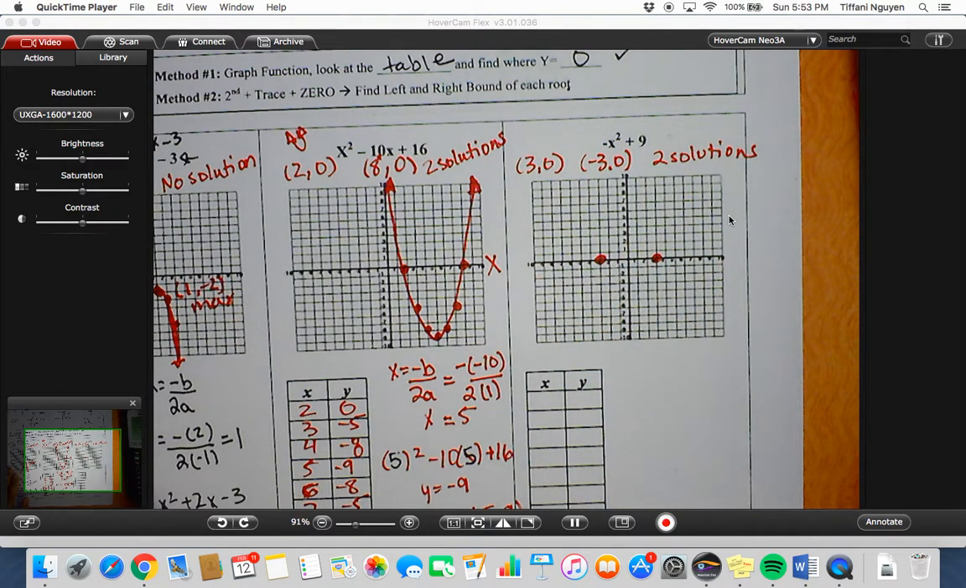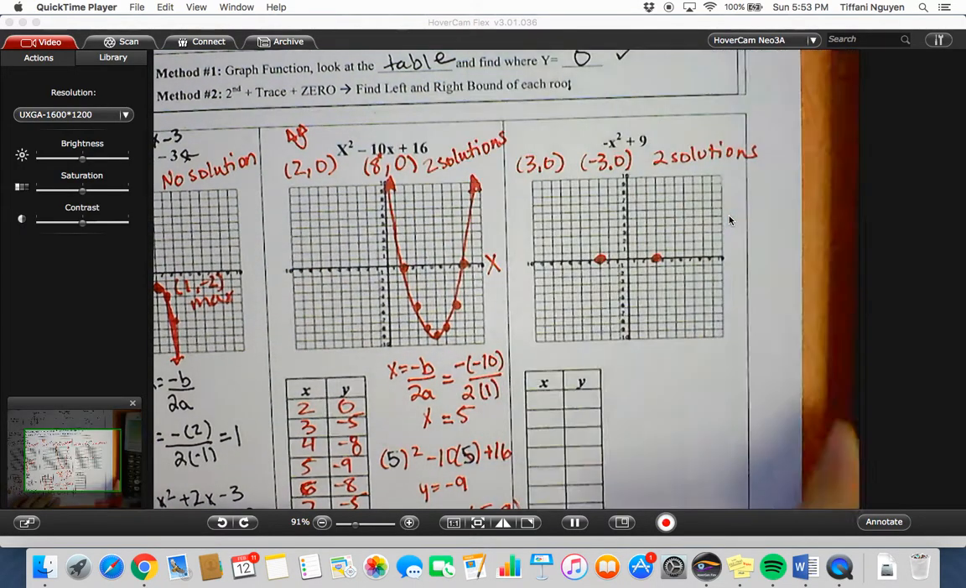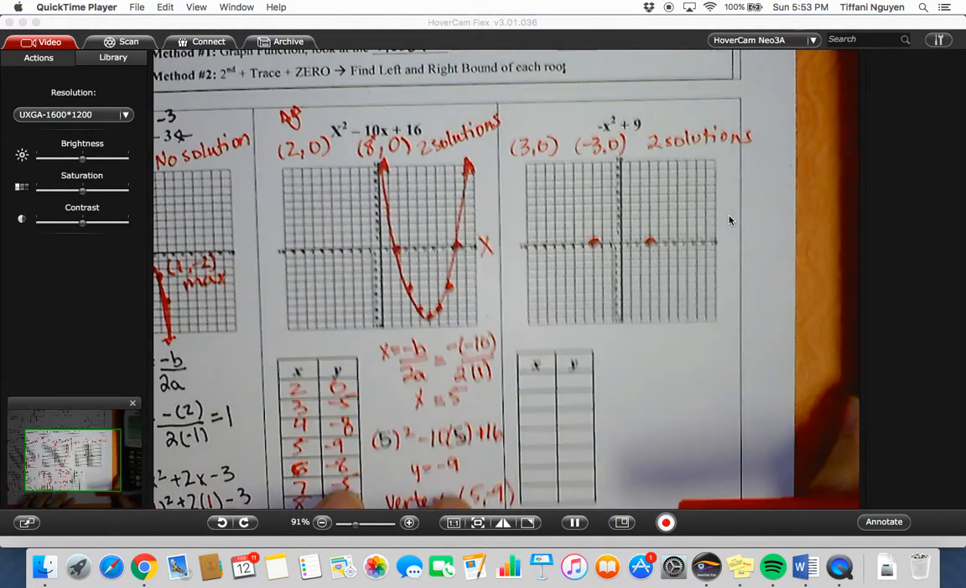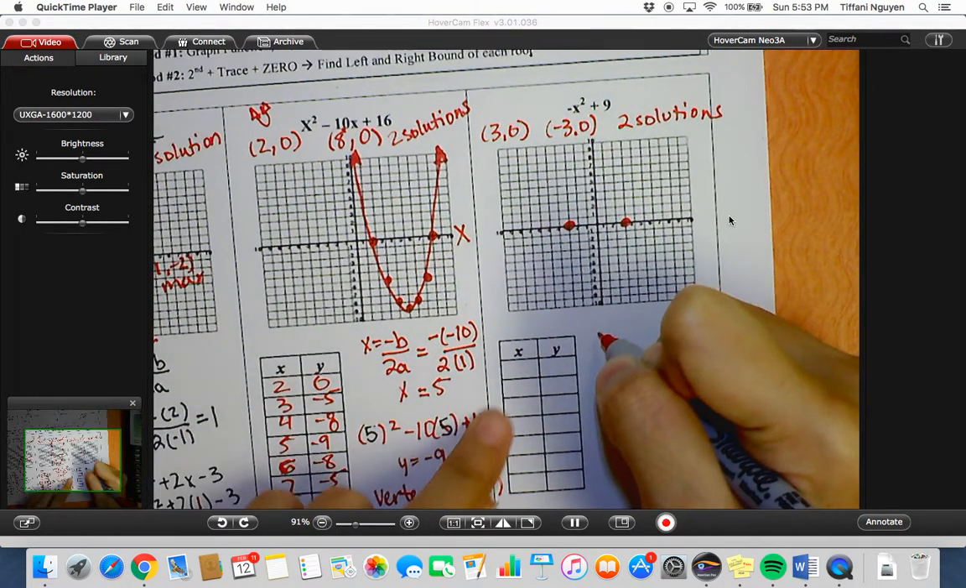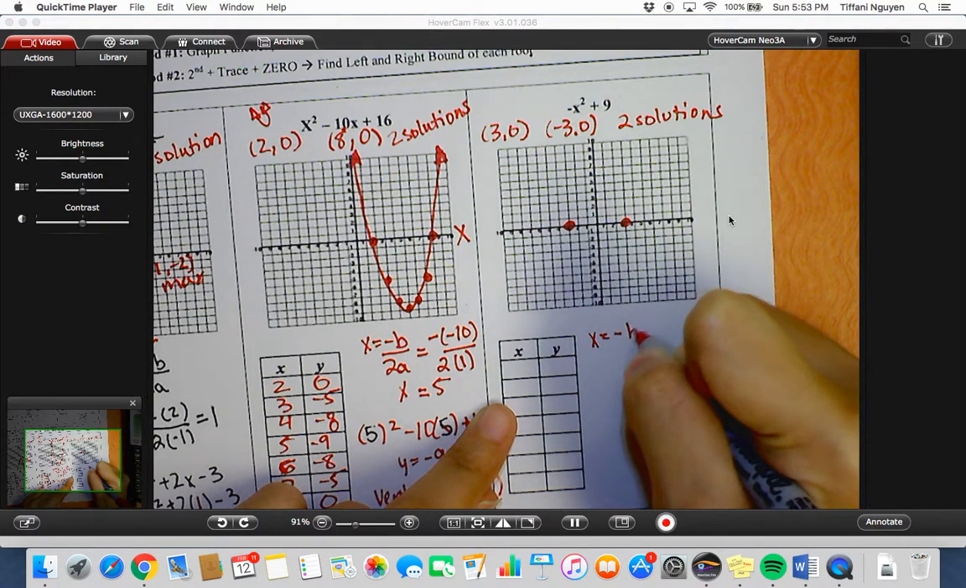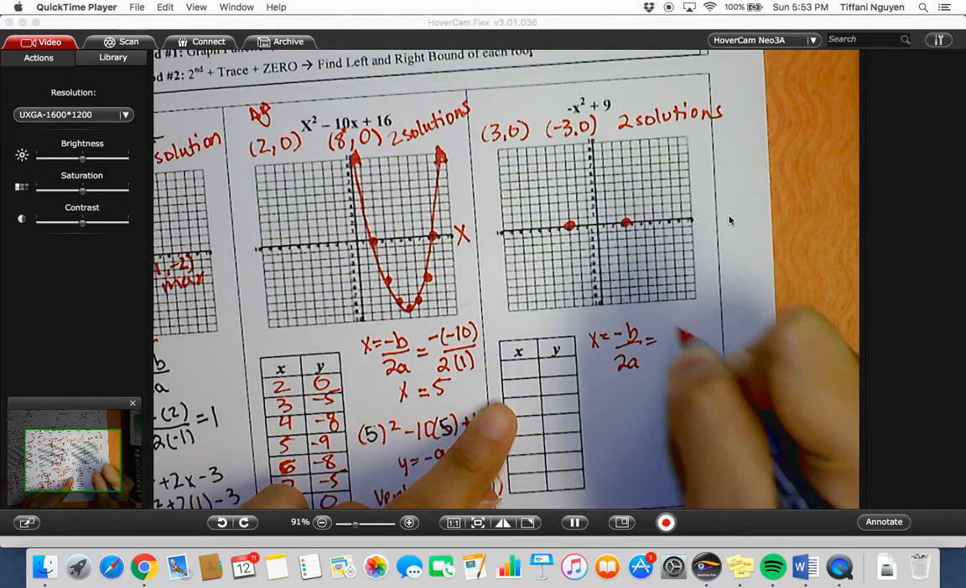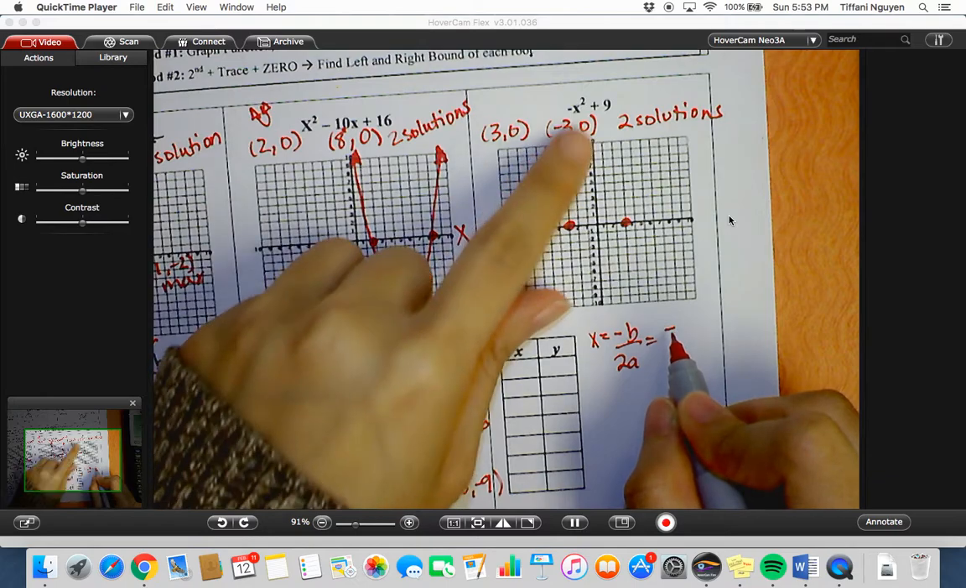If you think it's going to open downwards, you are correct. Plus, it's on your graph. All right, let's go ahead and figure out the vertex, right? I have x equals negative b over 2a. So go ahead and put the negative carried over.